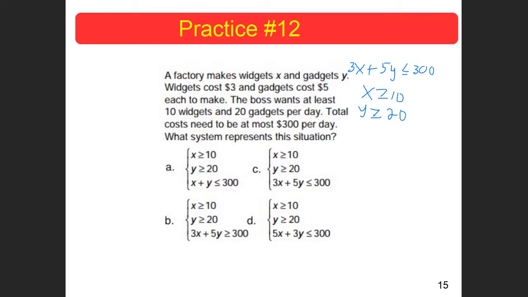What system represents this situation? I'm looking at this: 3X plus 5Y is less than or equal to 300, okay, that looks good. X is greater than or equal to 10, Y is greater than or equal to 20. I'm looking at letter C. Looks pretty good to me.